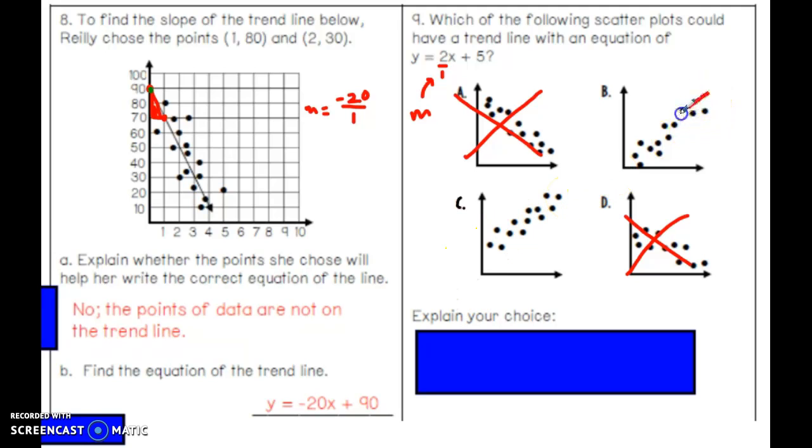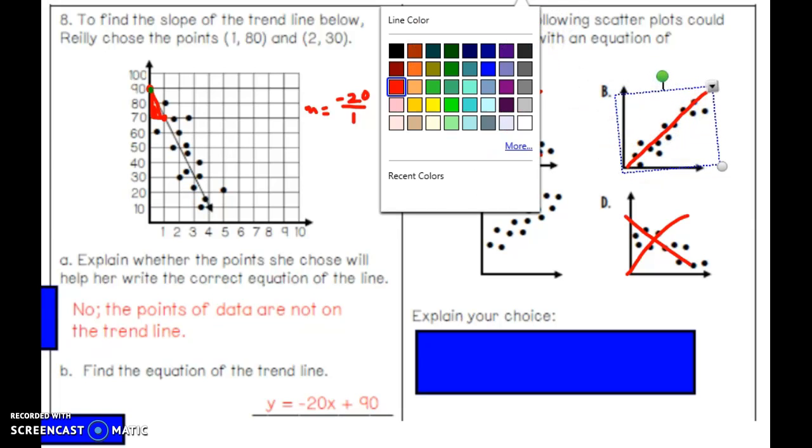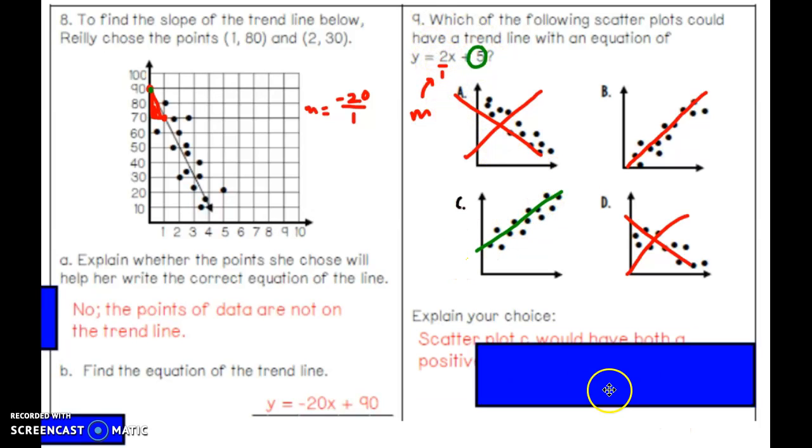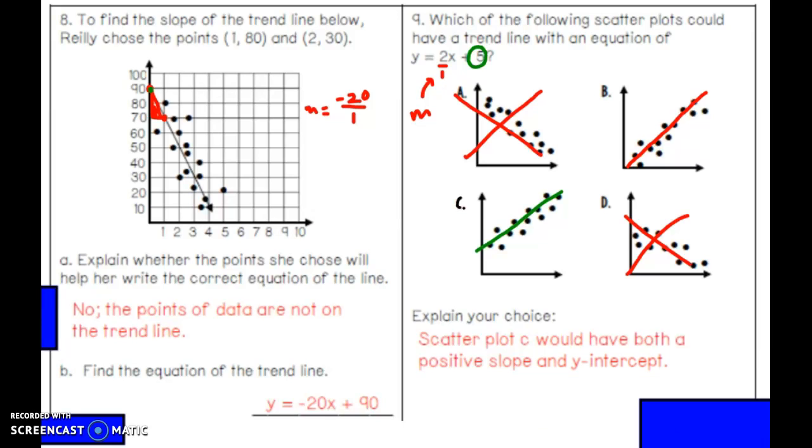But this one seems to be, if you were to sketch it in, it may even intersect 0, 0, which would not give you the y-intercept of +5, which is kind of what they're indicating in this equation. So I think the best bet would be choice C. It would have the slope we're looking for, and it would have the y-intercept that we're looking for.